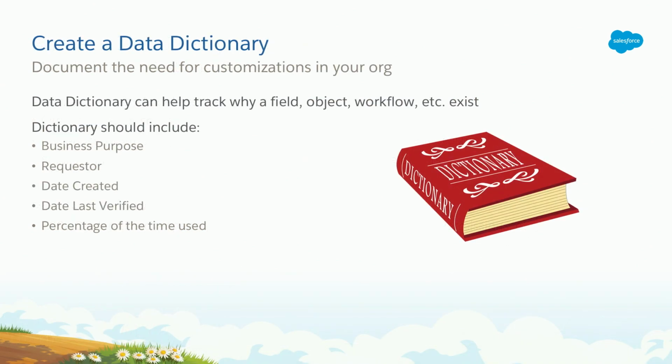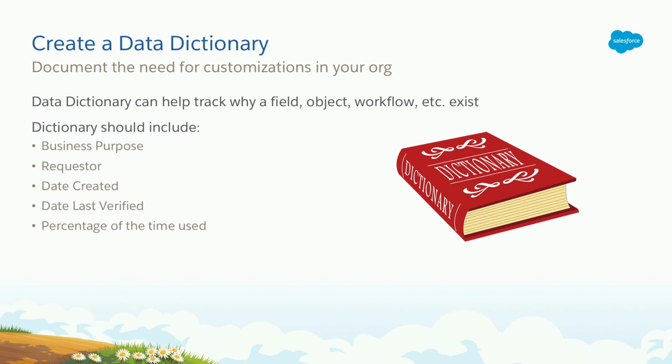So, as we come to the end of the assessment stage, what I want to impart upon you is that you need to have some sort of documentation. I like it to take the form of a data dictionary. The data dictionary can help track why a field, object, workflow, or any other customization exists. Now, I don't care what you use. You can use that org dictionary tool that is free on the AppExchange. You can use an Excel spreadsheet. You can use Elements Cloud. You can use whatever you want. I don't really care, but you need to have some sort of documentation as you get to this end of this stage in the project in your assessment.